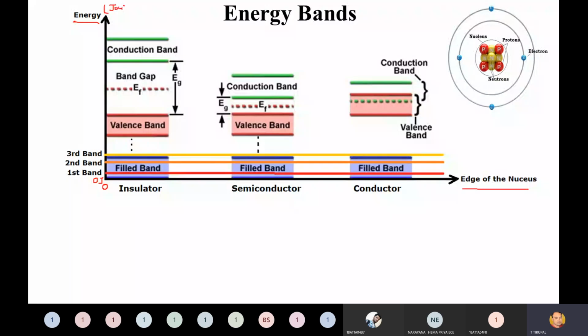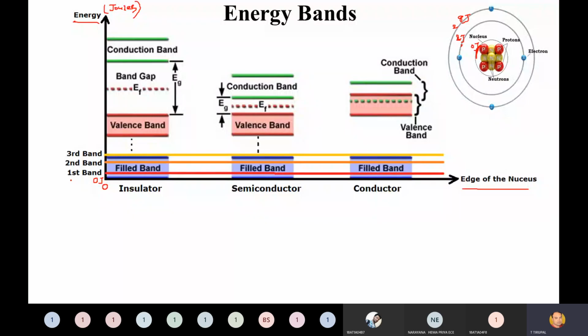Now what happens? At the edge of the nucleus, you have 0 joules. What is the edge of the nucleus? You see this structure here. What is the energy present at this point? Is there any electron revolving at this point? No. So no electron means what is the energy? 0 joules. Now here, first orbit. First orbit means how many joules of energy? 2 joules of energy. This is second orbit. How many joules of energy? 8 joules of energy.